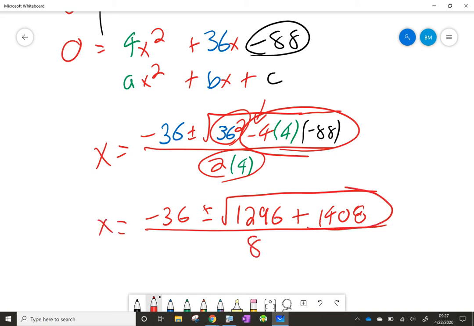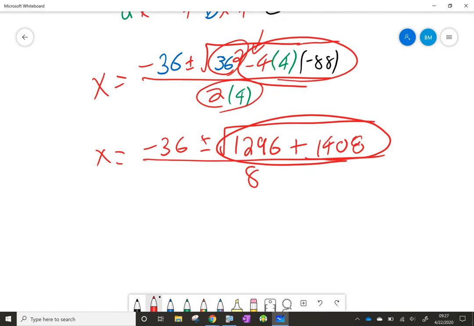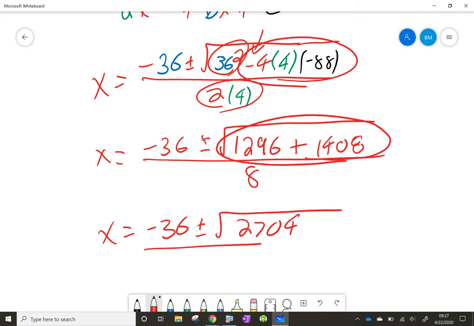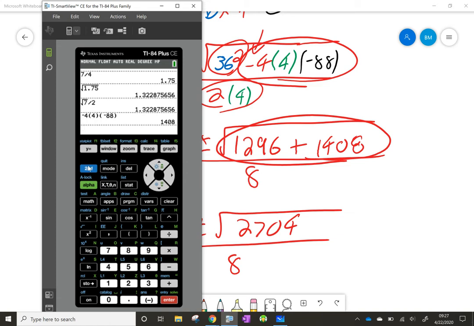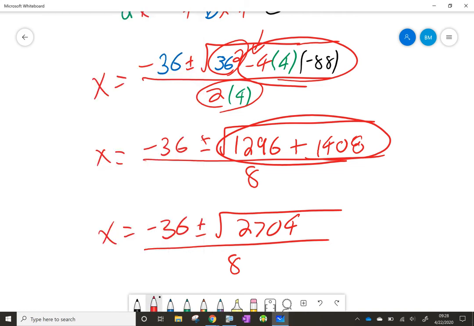So let's keep evaluating. Let's stay inside the radical. Let's add these numbers together. 1,296 plus 1408 is 2,704. So we have x equals -36 plus minus square root 2,704, all divided by 8. Again, let's take our square root of that number. If we take the square root of 2,704, we get 52, which is nice.